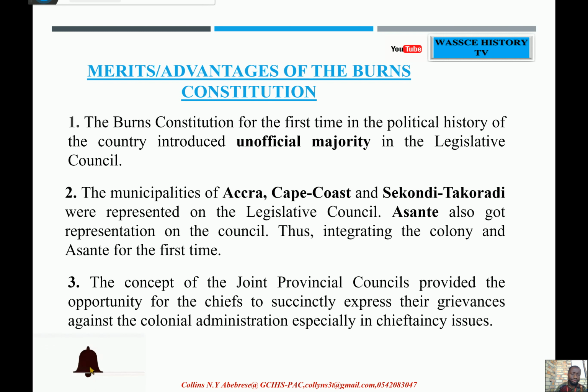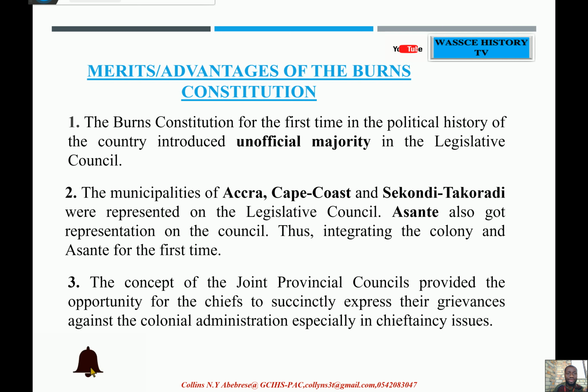Now let's look at the next one. The concept of the Joint Provincial Council also provided the opportunity for the chiefs to succinctly express their grievance against the colonial administration, especially in chieftaincy issues. So you realize that the chiefs actually had the majority, nine, as opposed to the educated elite. And that actually gave the chiefs that voice, because they had quite a number of representatives on the council. So that also gave them the voice to express their grievance to the colonial governor.